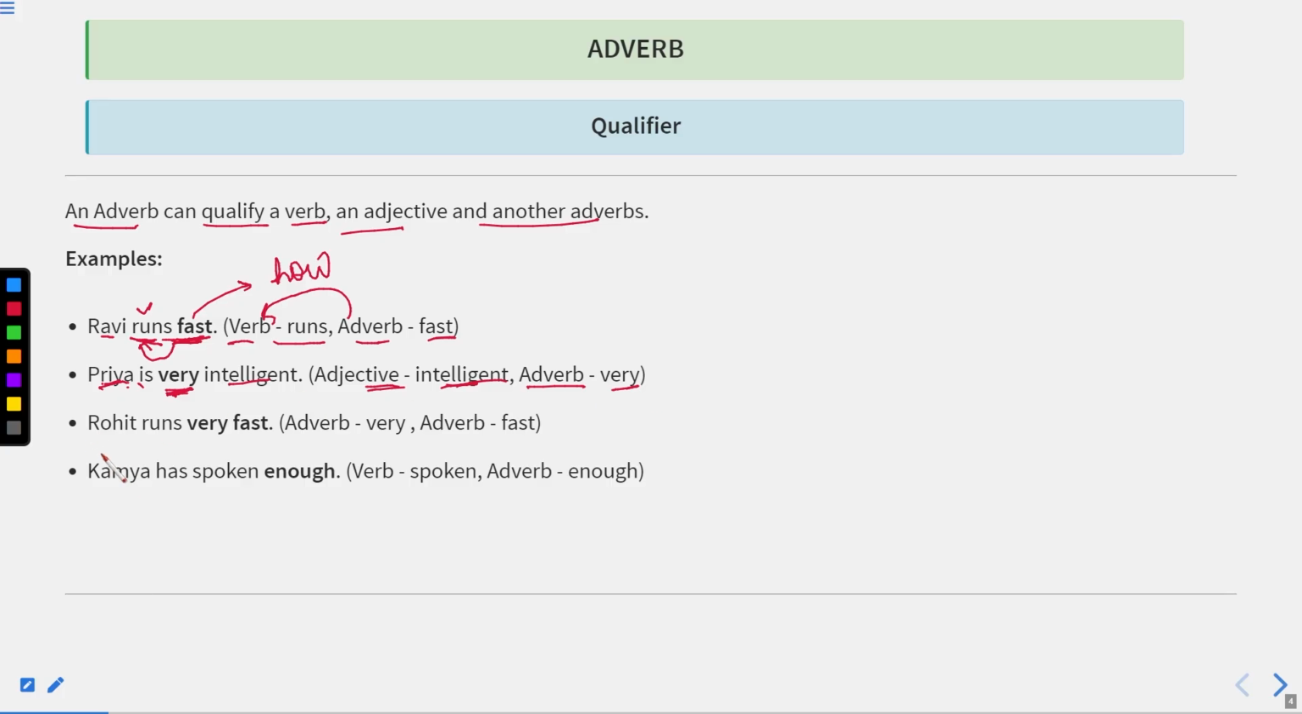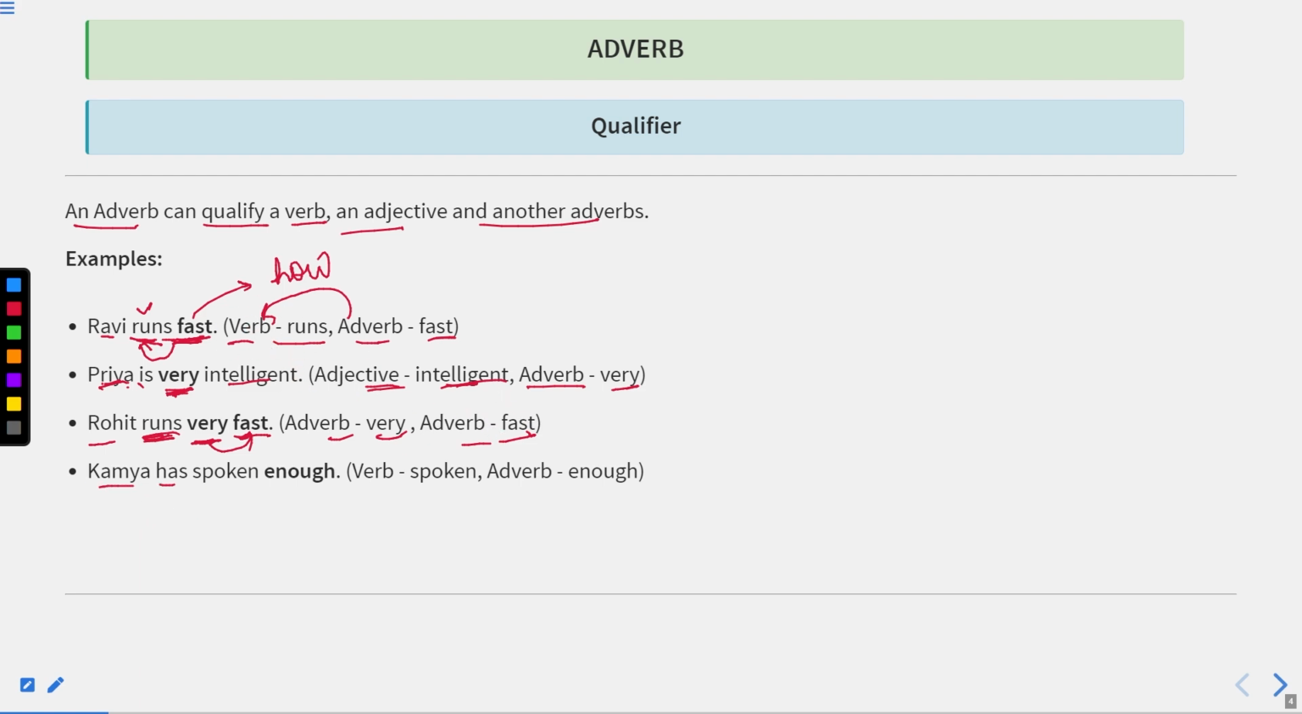Next one, Rohit runs very fast. In the earlier sentence, when we said Ravi runs fast, I told you that fast is an adverb which qualifies the word runs. But here very is qualifying the word fast. So both very and fast are adverbs. Now you can see the words which are in bold, they all are adverbs.